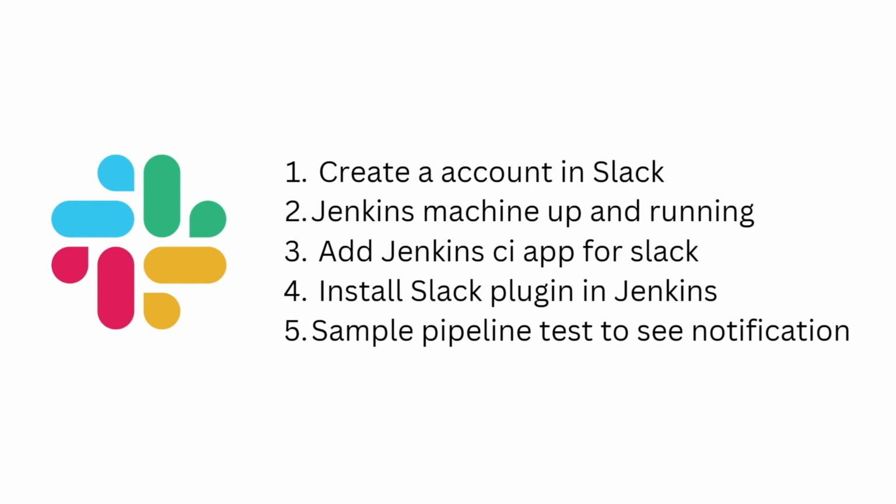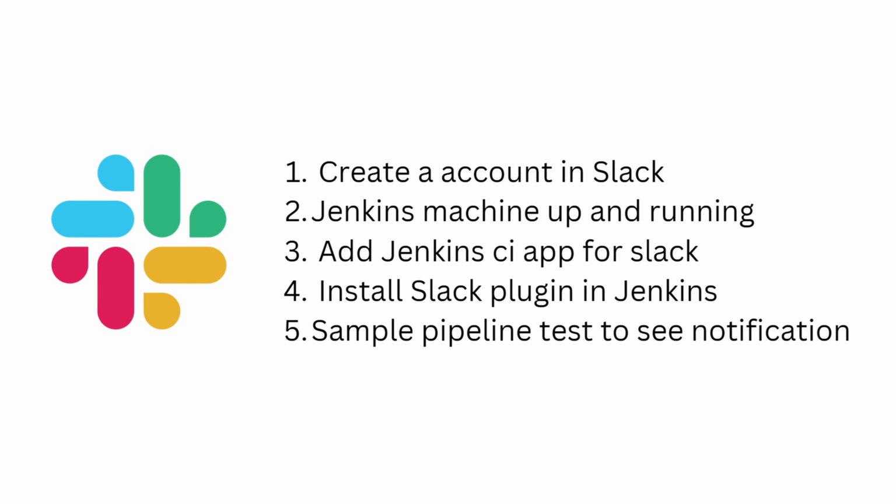In this video, first we are going to create a Slack account. Next, you have to create a Jenkins EC2 instance. I already have that EC2 instance, running on Ubuntu 22.04 and up and running. I will provide the commands to install Jenkins on your machine. Next, we are going to install an app in our Slack. That app is Jenkins CI, for the integration between Slack and Jenkins.